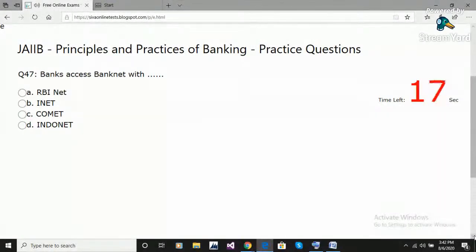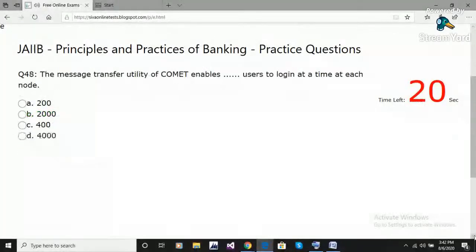Question 47. Banks access BankNet with. Option A. RBInet. Option B. INET. Option C. Comet. Option D. Indone. Answer C. Comet.